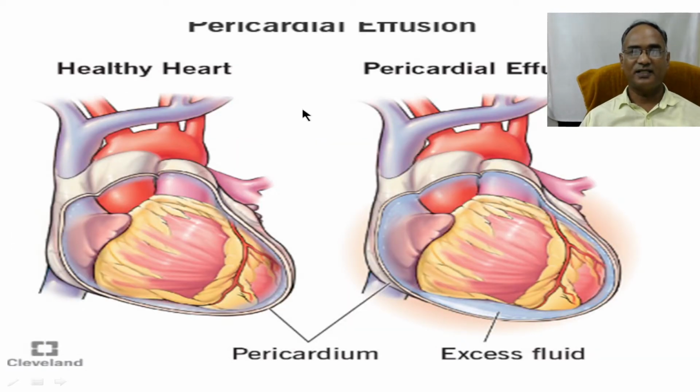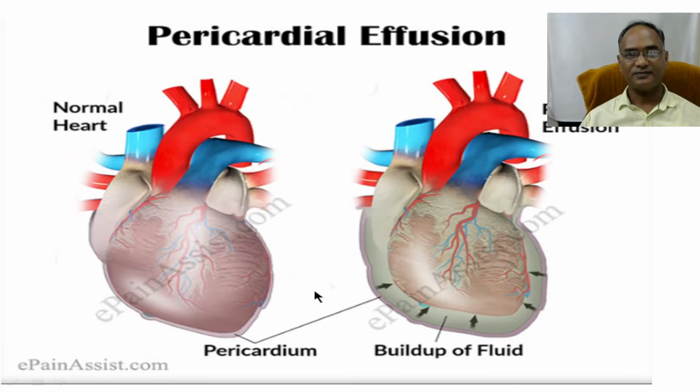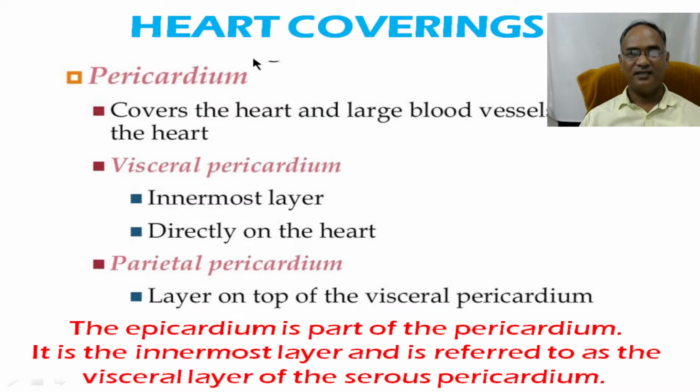In the parietal pericardium, there is a fluid. If that fluid increases, it is a disease condition. It should not go beyond its limit. In order to maintain a good rhythmic condition of the heart, we have to maintain the pericardial fluid properly. If pericardial fluid increases above the normal range, definitely there will be a problem of contracting and relaxing the heart. So this is the normal layer, this is the abnormal layer. We should understand this condition.